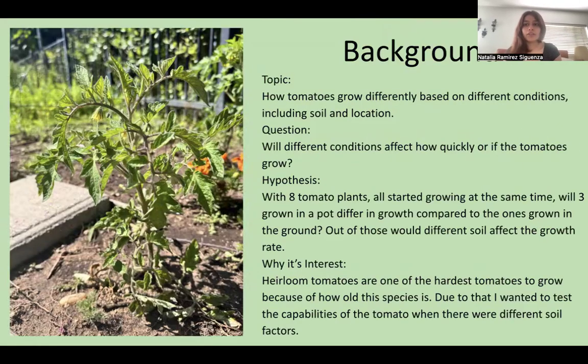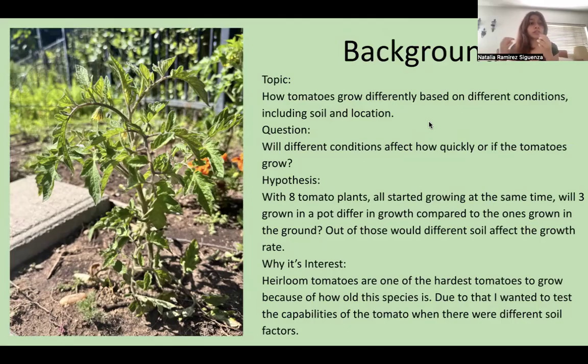Then for the background, how I started is I had the tomatoes. They all had their different effects of how they grow. Either they had 2 tomatoes at a time, one tomato regular, or one tomato with the soil. The location did have an effect on it, and the location was potted versus grounded. The question was, will different conditions affect how quickly or if the tomatoes will grow? So basically, I was wondering if the tomatoes would grow faster with compost, which was my hypothesis.